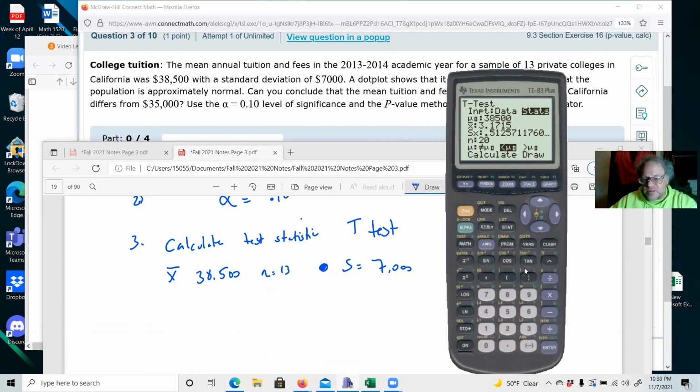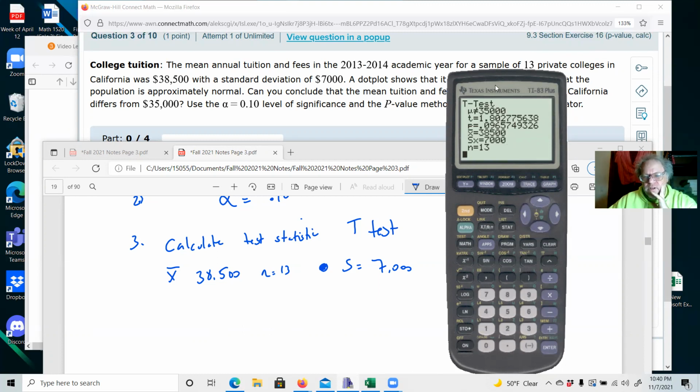No, 35,000. That was the thing we're trying to compare it to, is 35,000, because it's down here. Do not decide that since it's the second number listed, it's going to be that. You actually have to read this thing to figure that out. Sample standard deviation, 7,000. And 13, right? We looked at 13 colleges. And in this case, we want two-sided. And there we go.